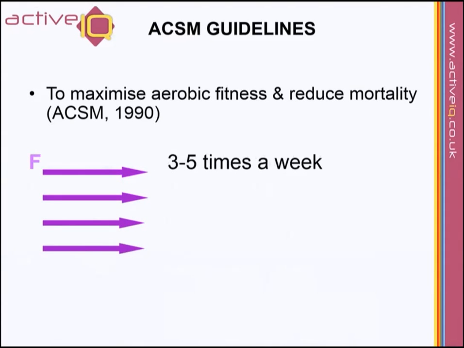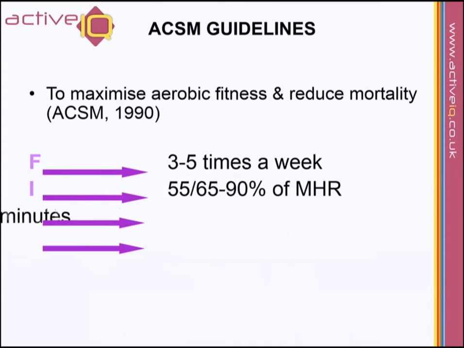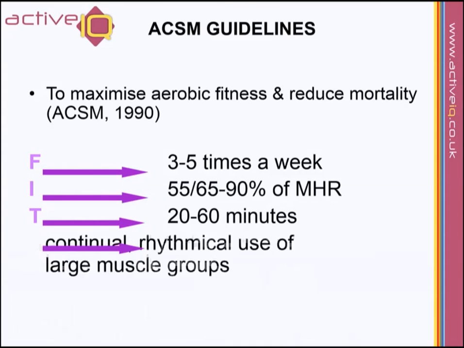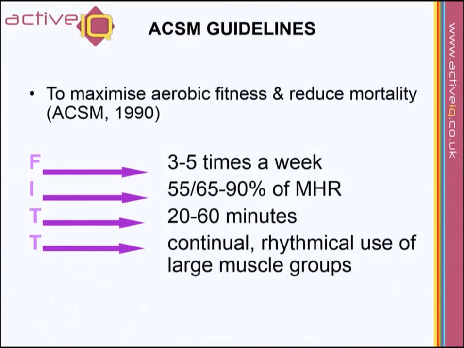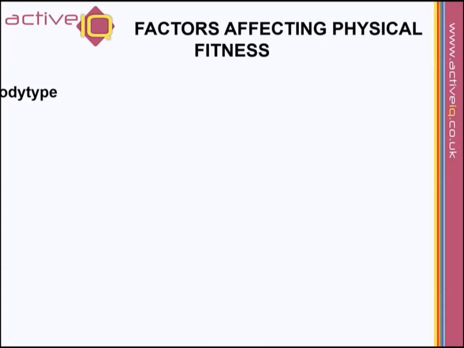We're going to just take up a notch now, and this is to maximise aerobic fitness and to also reduce mortality. So the frequency on this one, 3 to 5 times a week. The intensity, 55 or 65% to 90% of maximum heart rate, so going quite high. The time is 20 minutes to an hour, and the type is continual rhythmic use of large muscle groups. Usually this is stuff done on a treadmill or running outside.